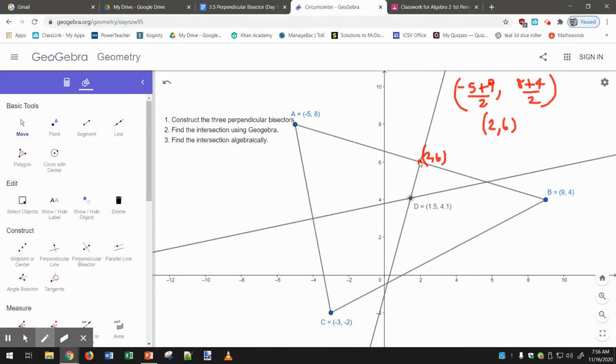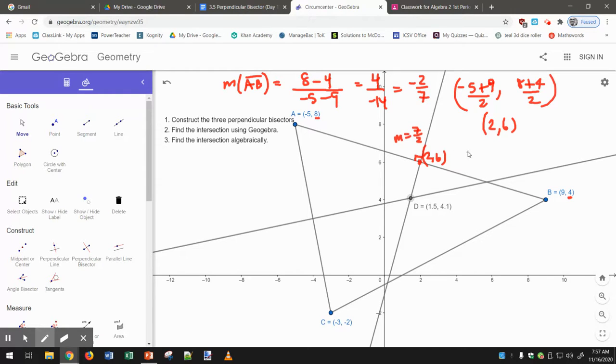line instead. Because now we need to find the slope of this perpendicular line. This is going to be a right angle, but we need to use the slope of AB in order to get that. So the slope of AB is, y's go on the top, so 8 minus 4, and then negative 5 minus 9. So this is going to be 4 over negative 14, which is negative 2 over 7. So then the slope of our perpendicular bisector is going to be the opposite reciprocal, which is 7 over 2.